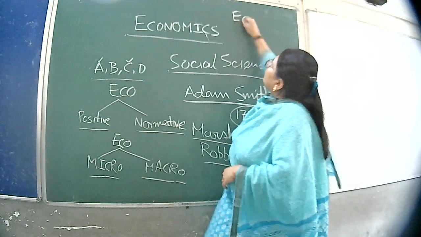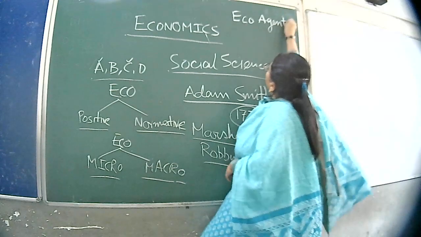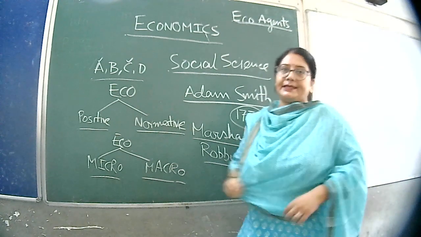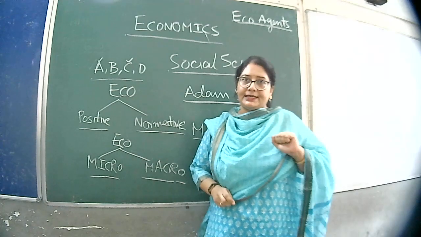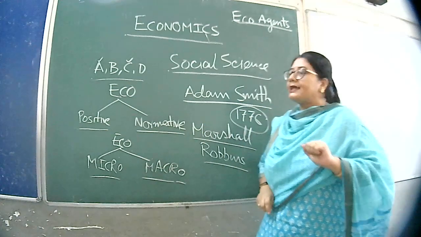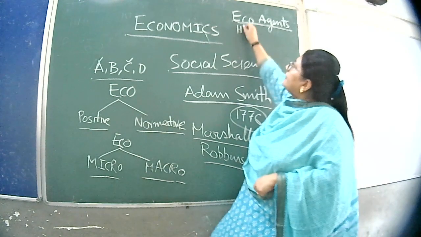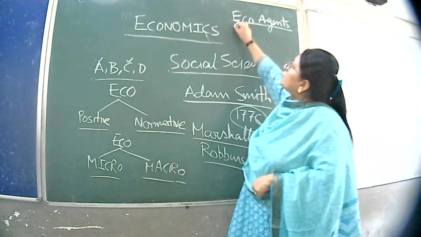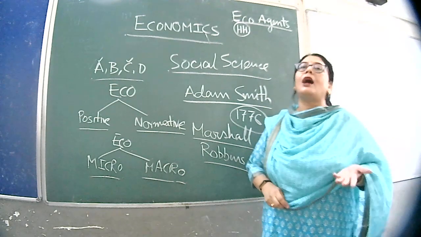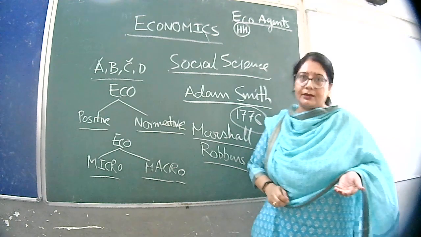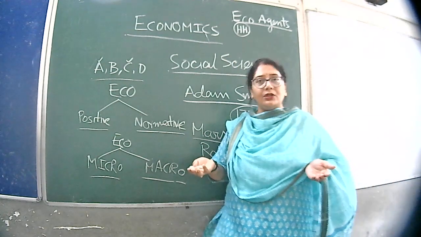Who are the economic agents? Now there are three economic agents in the society. Remember this. The first one is the household. Who are the household? We, the consumers. What is the role of the household?